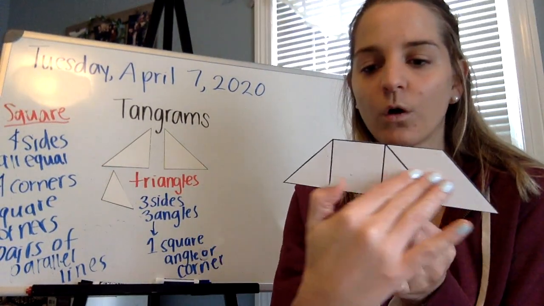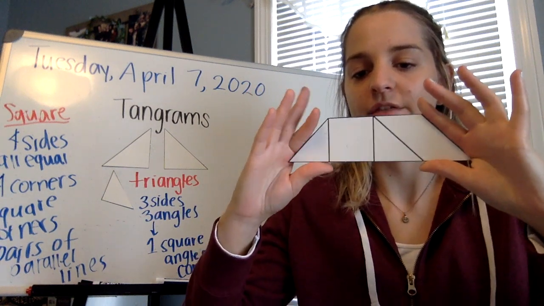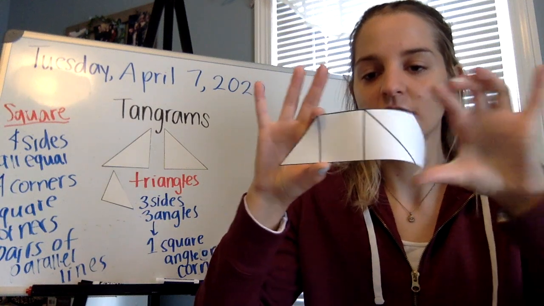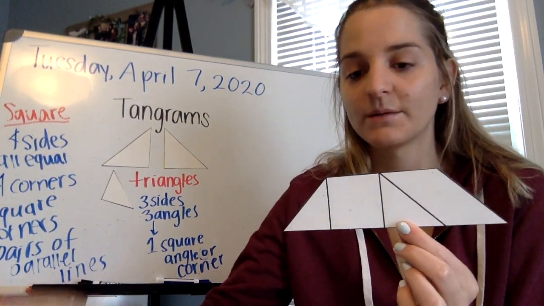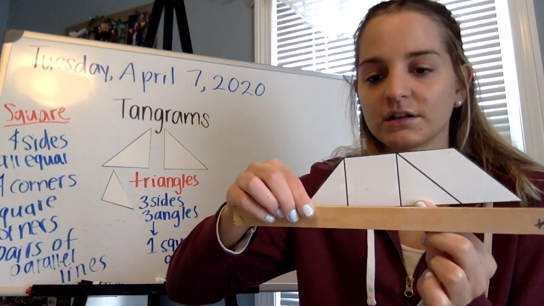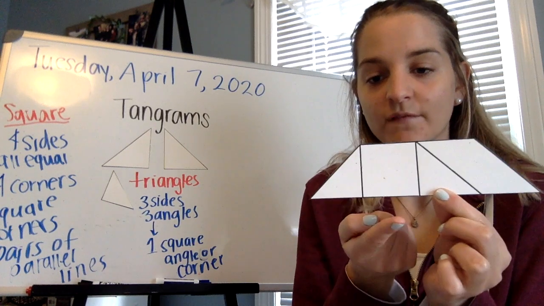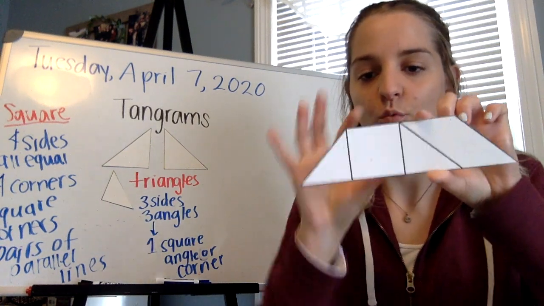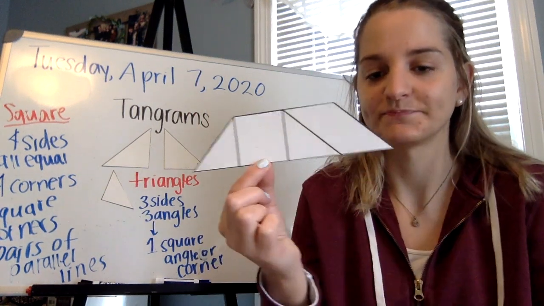Okay. Now let's look at this shape. Let's ignore all of the shapes inside of it. What would you call this shape? This big shape. It has 1 pair of parallel lines. And it has 1, 2, 3, 4 sides. So think back to what shape has 1 pair of parallel lines and 4 sides.